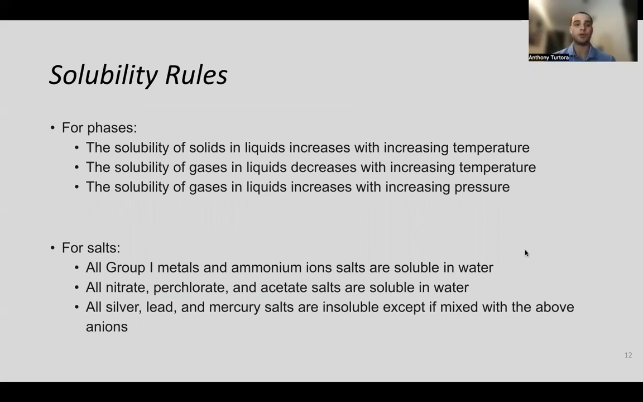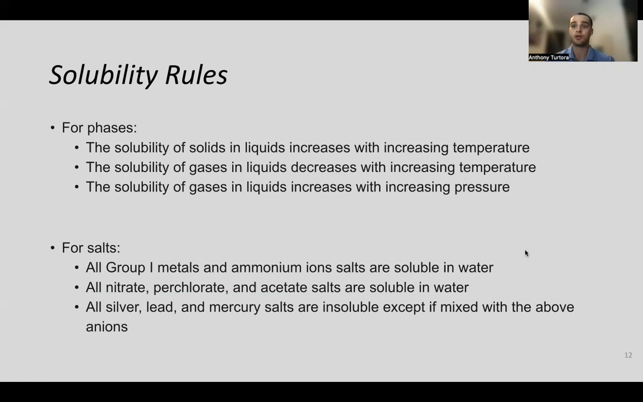The 3 rules to know for phases are that the solubility of solids in liquids increases with increasing temperature. The solubility of gases in liquids decreases with increasing temperature. The solubility of gases in liquids increases with increasing pressure.